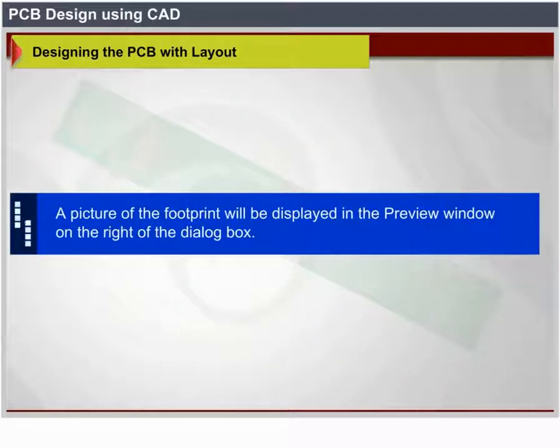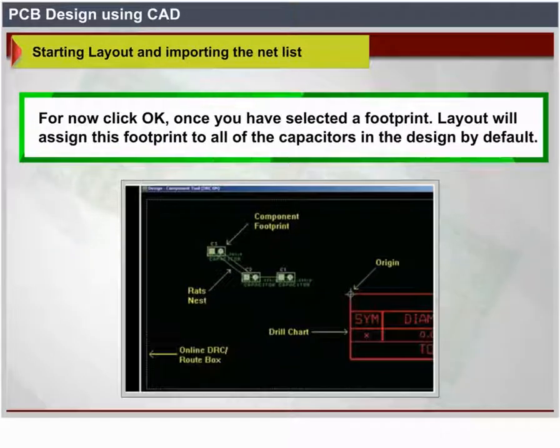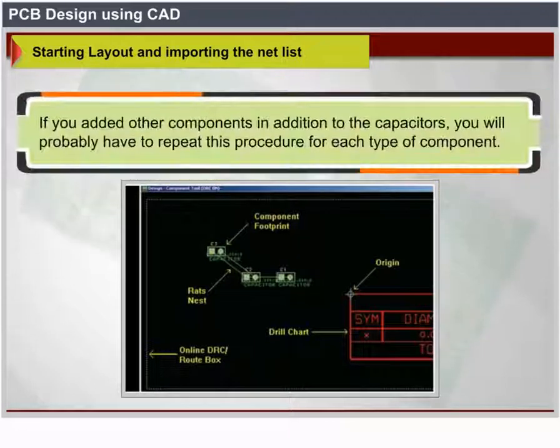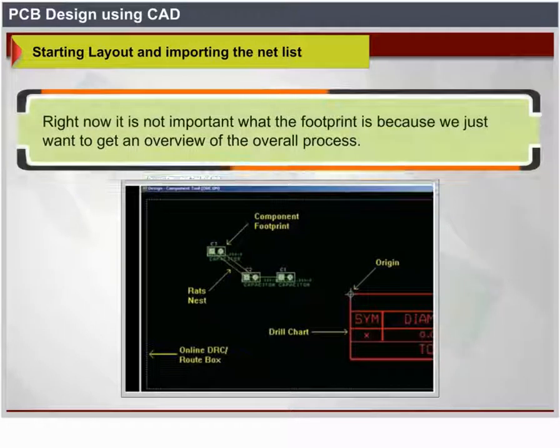The wizard will type the path into the text box. For now, click OK once you have selected a footprint. Layout will assign this footprint to all of the capacitors in the design by default. If you added other components in addition to the capacitors, you will probably have to repeat this procedure for each type of component. Right now, it is not important what the footprint is because we just want to get an overview of the overall process.